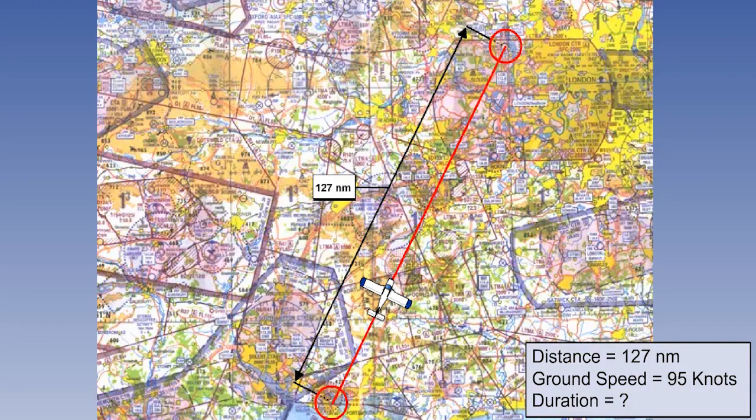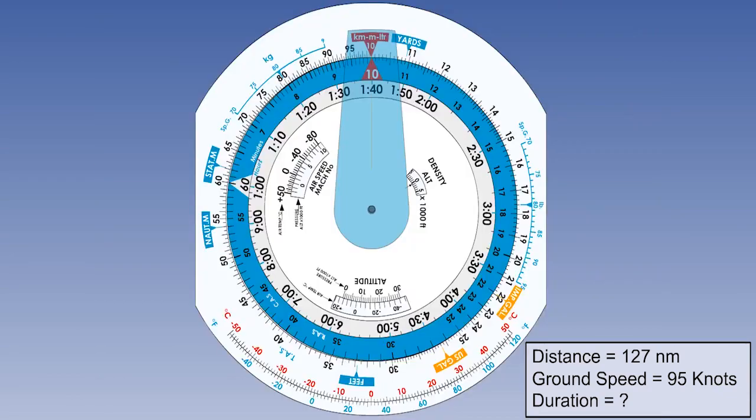Let's now see how the inner white scale is used to calculate leg times in excess of 1 hour. For example, let's work out the duration of a flight if we have a ground speed of 95 knots and a distance of 127 nautical miles to fly. First, we'll do a rough mental calculation. If we have to travel 127 nautical miles at a ground speed of 95 nautical miles an hour, we're going to take between 1 and 2 hours to cover the distance.